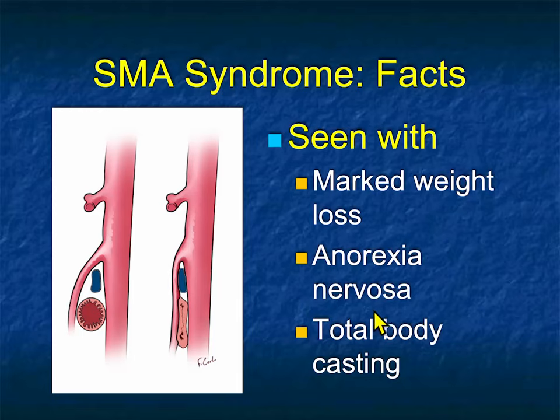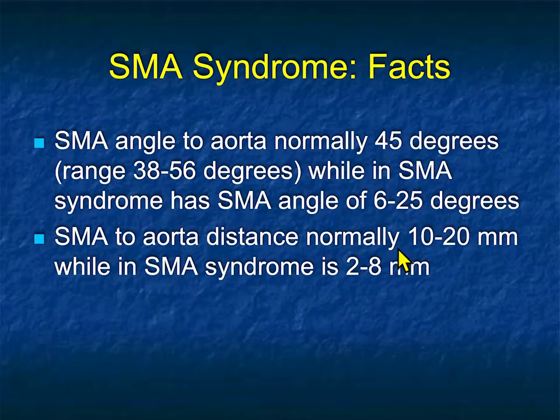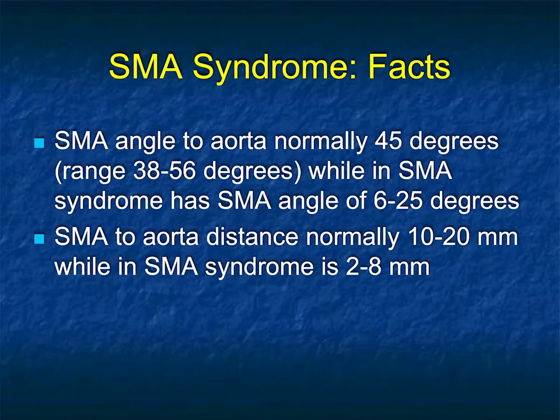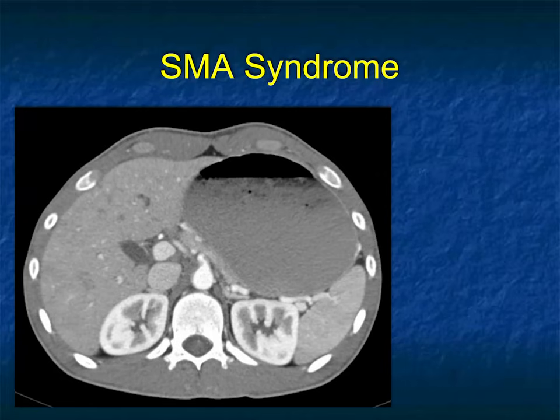It was initially described in patients with total body casting. We see it in patients with anorexia nervosa, and more commonly in patients with marked weight loss. Some older patients have a narrowed SMA angle, but they have no symptoms. Typically, the SMA angle to the aorta is 45 degrees. With SMA syndrome, it's typically less than 10 degrees, and the distance from SMA to aorta is in the 5 millimeter range.